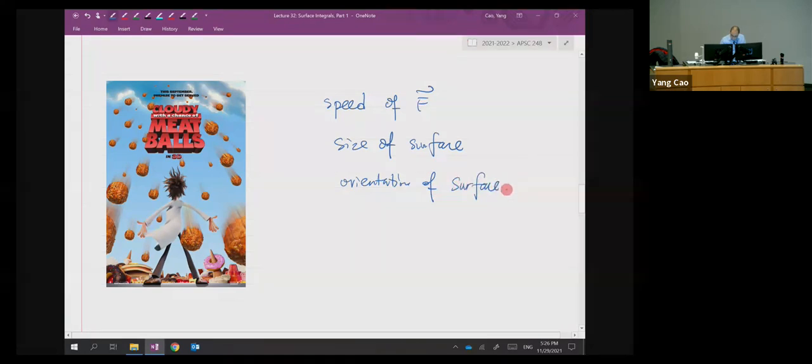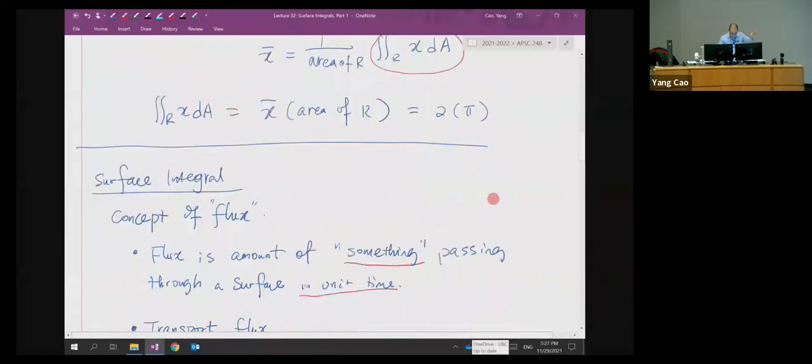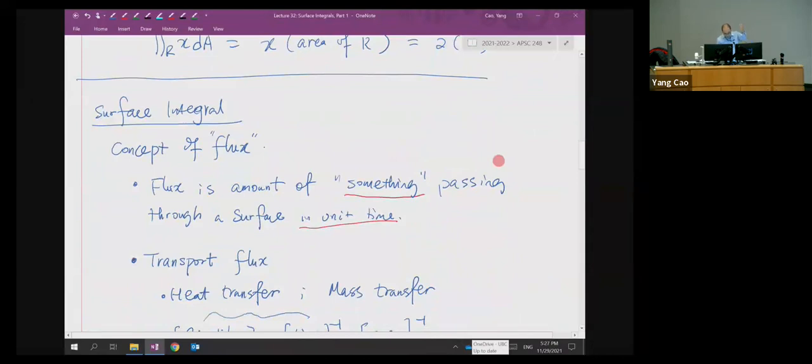The orientation of surface and meatballs. Okay. So these are the three major factors that determine how fast you can catch. Basically it's the flux concept, right? Like what we did in the beginning here, the amount of meatballs passing through the surface in unit amount of time, right?